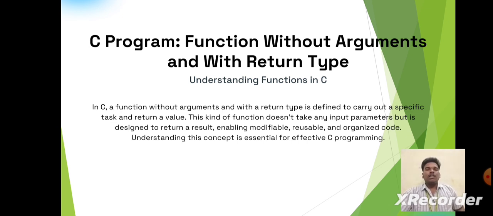In a C program, a function without arguments and with a return type is defined to carry out a specific task and return a value, which means we are not going to give any type of input to the program, but it gives a return value. The return value may be any type, as per our convenience. We can specify the type of the output. Output means return value. This kind of function doesn't take any input parameters, but is designed to return a result, enabling modifiable, reusable and organized code.